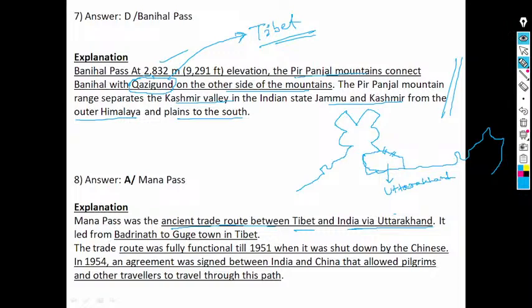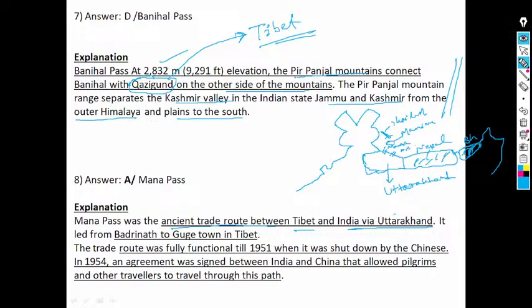This is your Uttarakhand. If we take this as India, this is Nepal and this is Bhutan. Here is Mansarovar and your Kailash range is also here. This is Manna Pass and this is your Niti Pass.